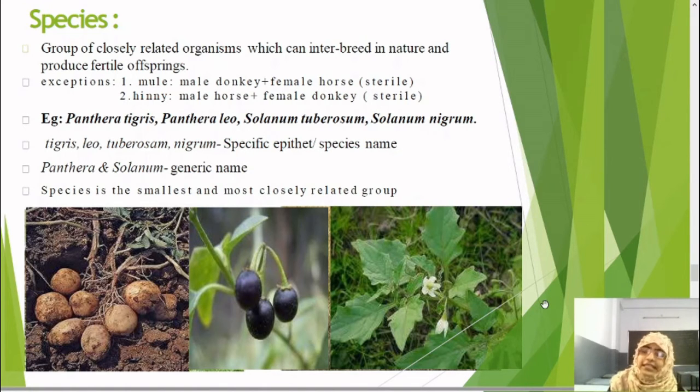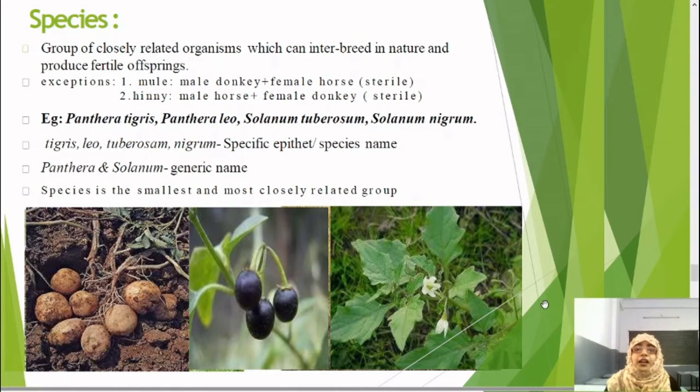What is meant by interbreed? Interbreed is nothing but which can reproduce, which can mate, between the same species. For example, a tiger can interbreed with a tigress. A lion can interbreed with a lioness. A dog with a female dog. A cat with a female cat.